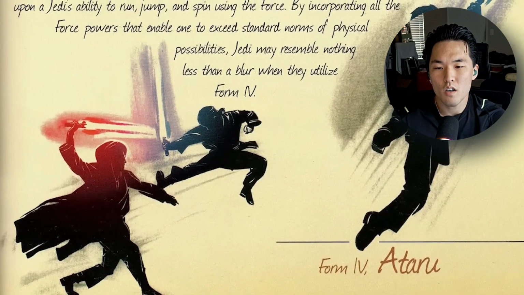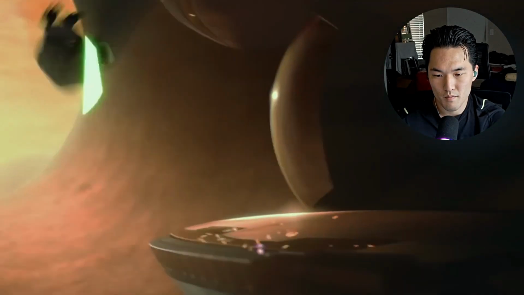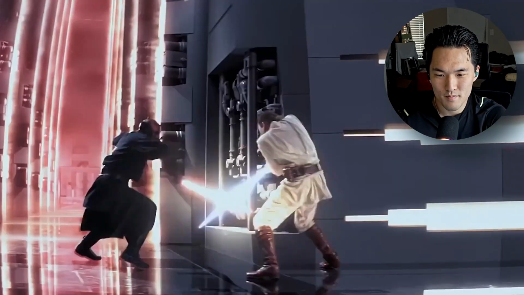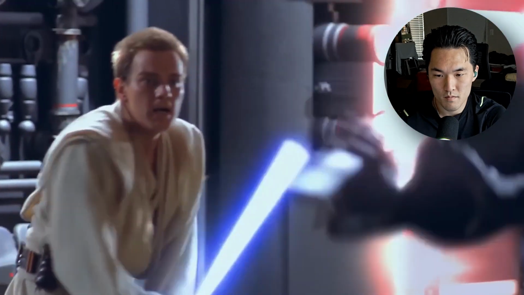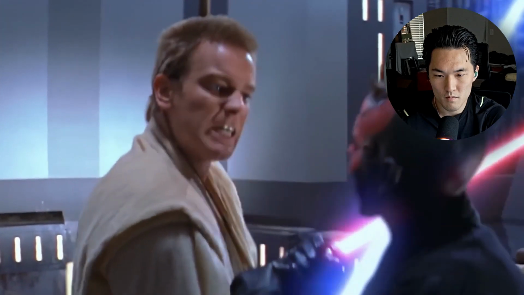Form 4, Ataru, the aggression form, was an acrobatic combat style that expends a lot of energy and requires above average Force sensitivity to truly master. In contrast to Form 3, Ataru focused almost entirely on offense, its practitioners seeking to end a fight as quickly as possible, instead of outlasting their foe.